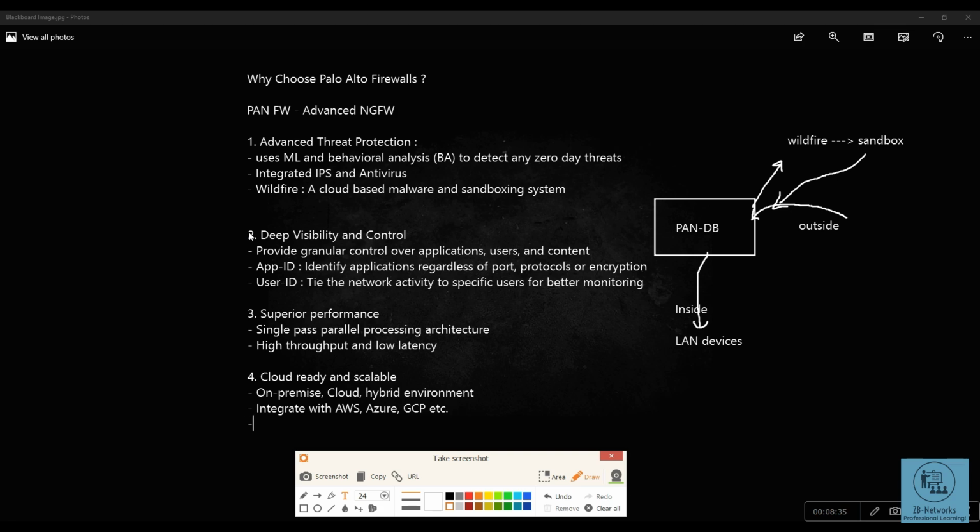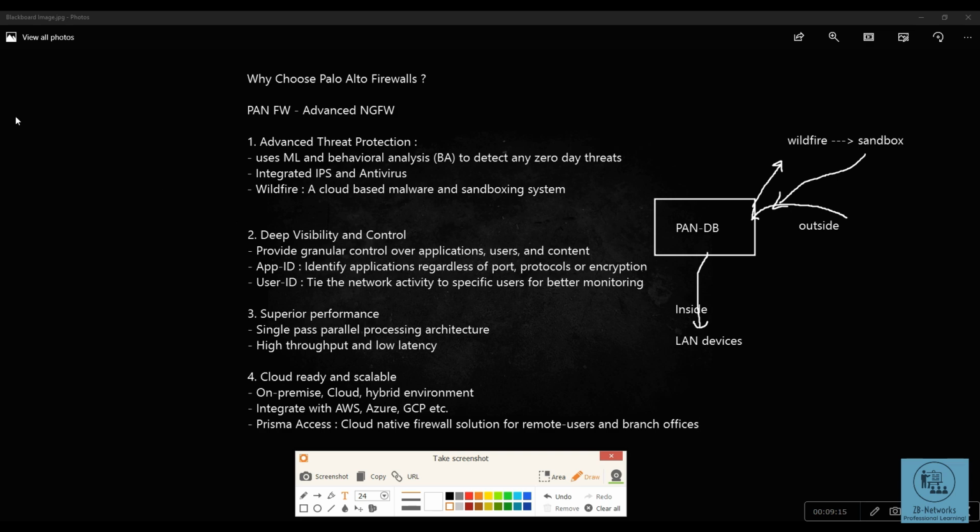And Palo Alto has got its product called Prisma Access. So Prisma Access is a cloud delivered firewall solution for remote users and branch offices, and we'll discuss Prisma Access and all those features later. So you can say it is a cloud native firewall solution for remote users and branch offices. Okay, and yeah, it has other features.